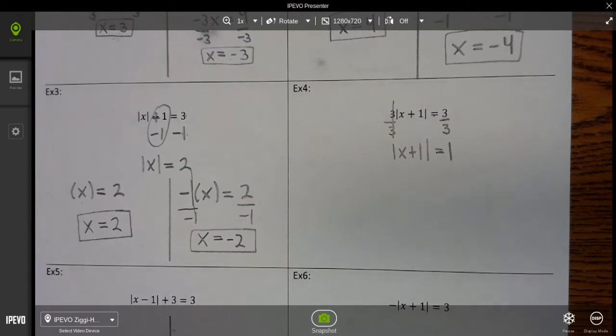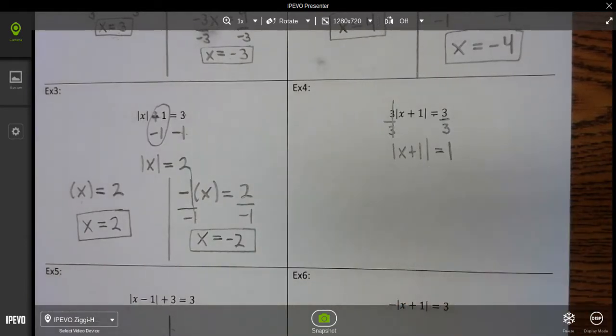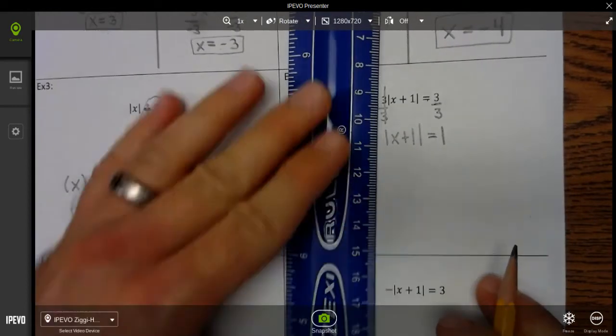All right. Apologize for the delay. I'm back. All right. So let's look at this. So, all right. So here we've isolated the absolute value. So now we move on to step 2. And then we apply the definition.